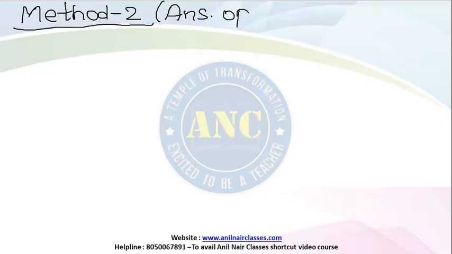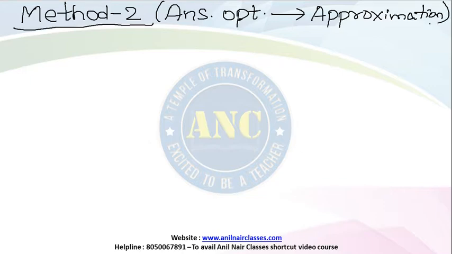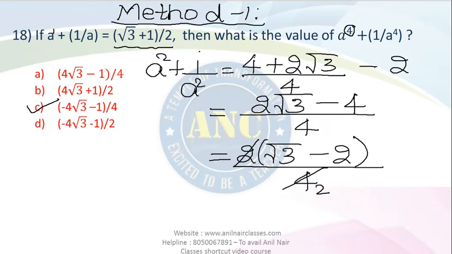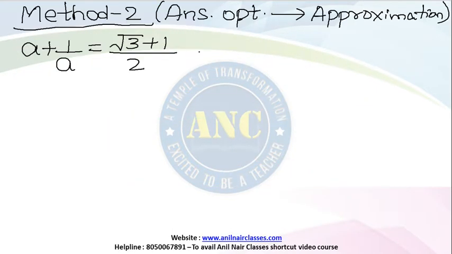This is by using answer options. Basically, I am referring to answer options as approximation in this case. Now, listen carefully, sir. In the question, they are giving it as a plus 1 by a is (root 3 plus 1) whole thing divided by 2. I will use approximation concept. That is correct only, right? (Root 3 plus 1) whole by 2. Yes, it is correct. Now, root 3 approximately is 1.7, which we know, plus 1 by 2.